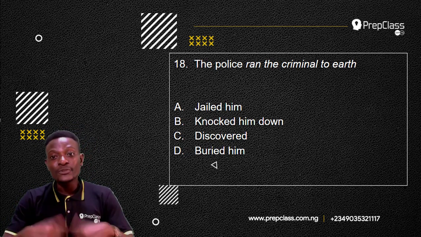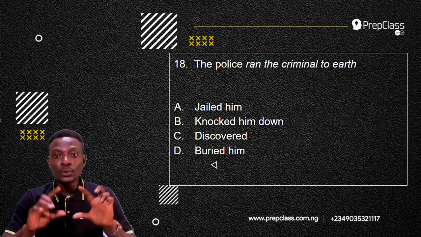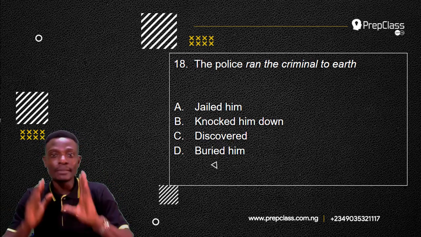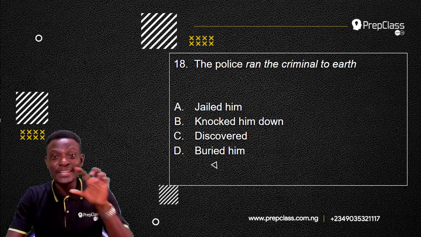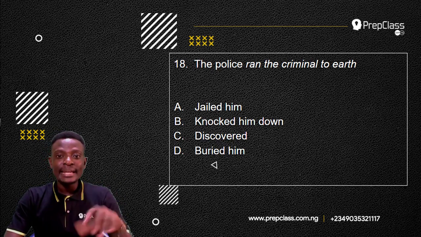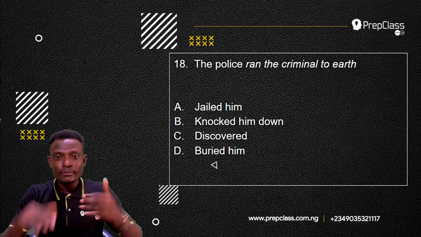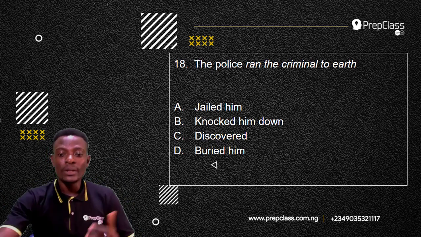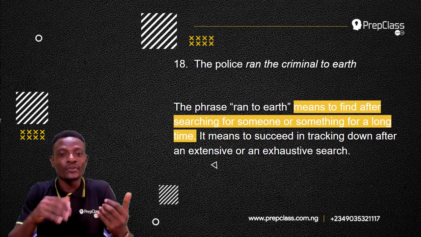The police ran the criminal to earth. The police ran the criminal to earth. Now, the phrase in italics here is ran the criminal to earth. Remember, we have to select the nearest in meaning for the phrase in italics. Options: A, jailed him. B, knocked him down. C, discovered. D, buried him. What does the phrase ran the criminal to earth mean? Now, the phrase ran to earth means to find after searching for someone or something for a long time.